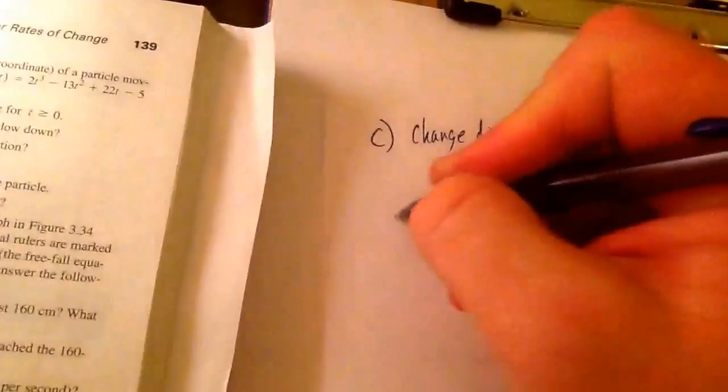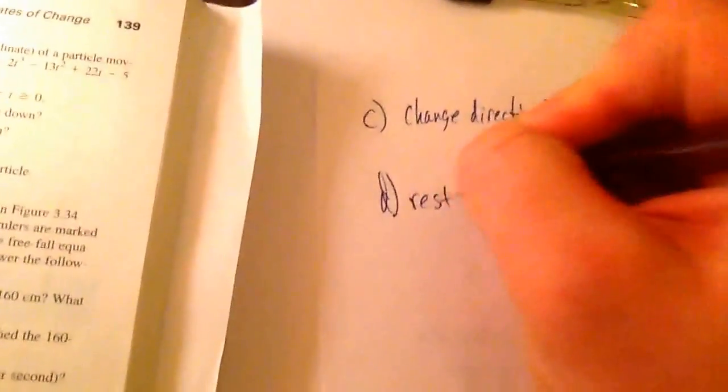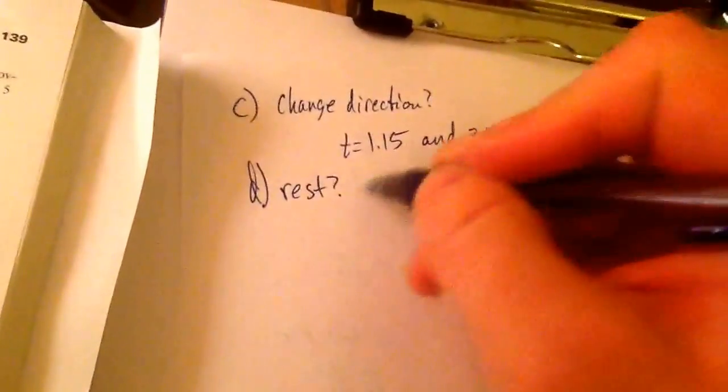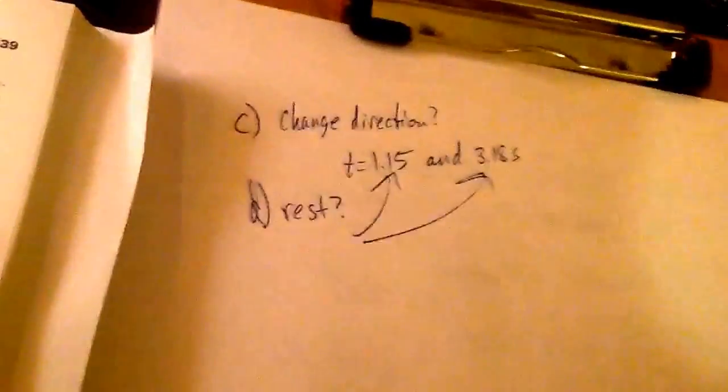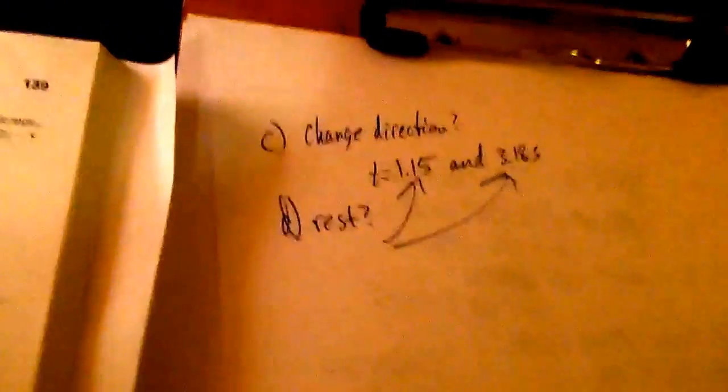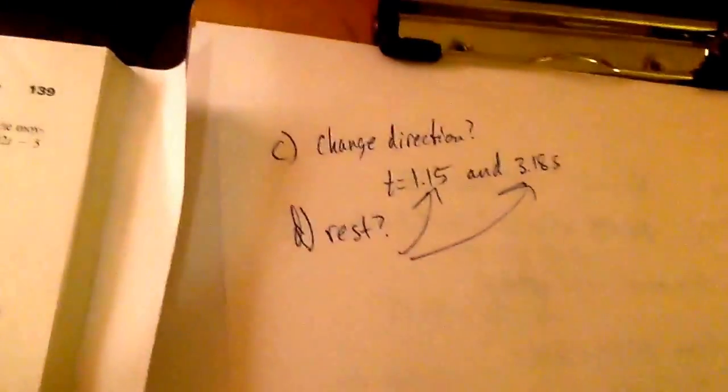When is the particle at rest? The rest of these are easy now. It's at rest when velocity equals 0. Hey, that's when it's turning around. So it's at rest at those same answers. Because when it changes directions, that's when it's at rest, just for an instant.